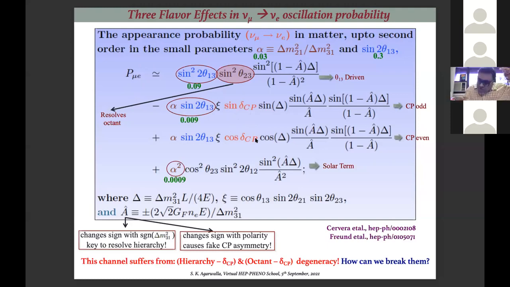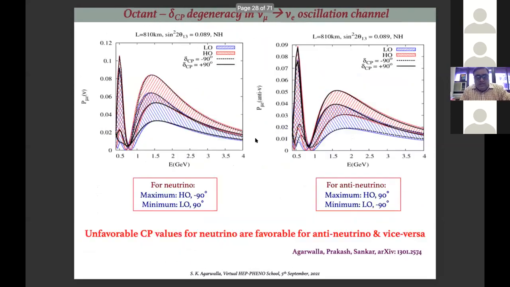You need at least two equations to solve two unknowns. So in our language, what will be the two equations? Two equations means two experiments, two different experiments at different energy and baseline. When you combine their data, they will break the degeneracies. And this is exactly what is happening with T2K and NOvA.